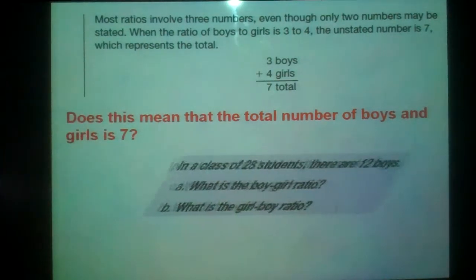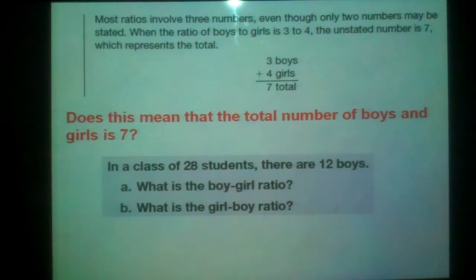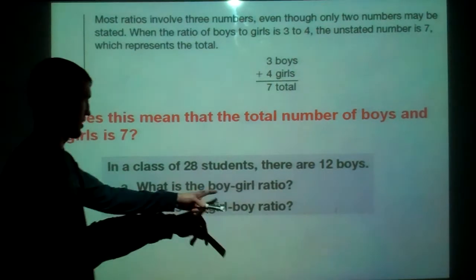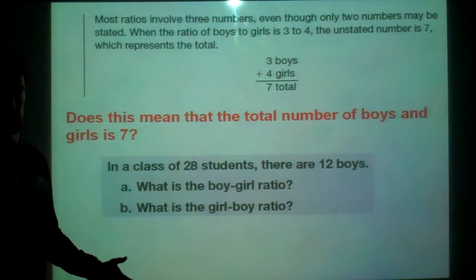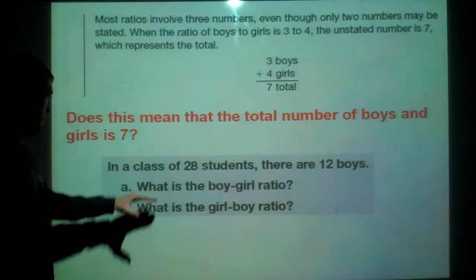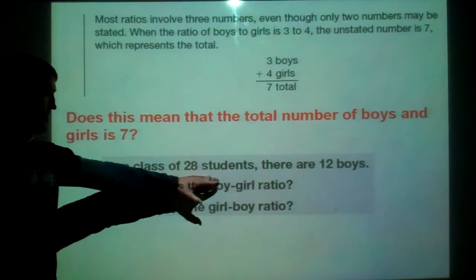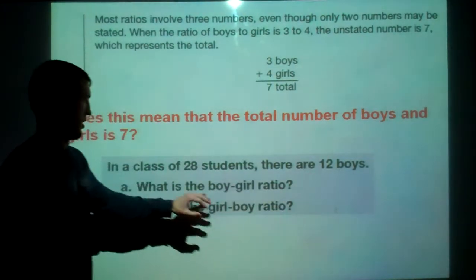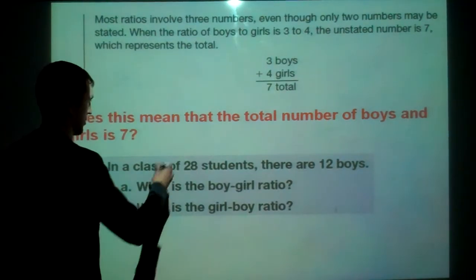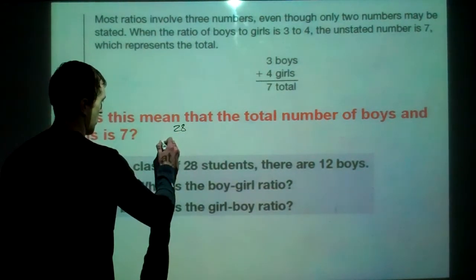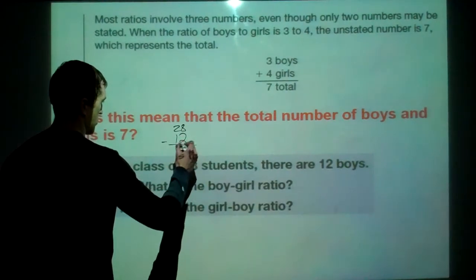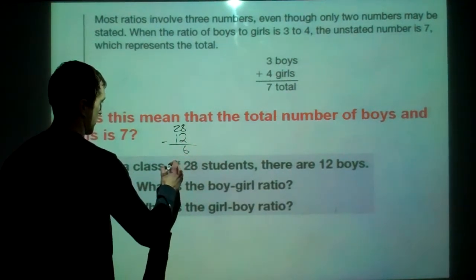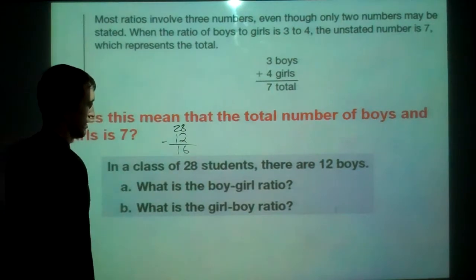Alright, so let's try a problem here. In a class of 28 students, there are 12 boys. What is the boy-girl ratio? So we want boys to girls, and let's go ahead and just use a colon here. We have a class of 28 students. This is our overall total, and then we were given 12 boys. So in order to figure out how many girls there are, we will do 28 minus 12. We should get our girls. 8 minus 2 is 6, 2 minus 1 is 1, and we get 16.